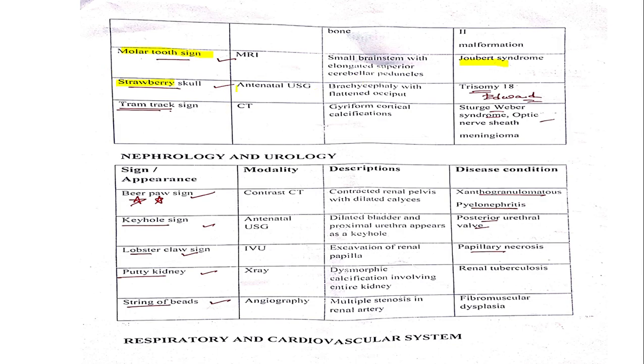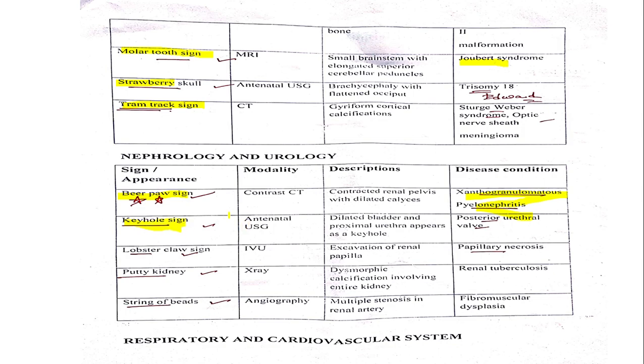Strawberry skull in antenatal USG is seen in trisomy 18, that is Edwards syndrome. It is due to brachycephaly with flattened occiput. Tram-track sign is seen in CT in Sturge-Weber syndrome and optic nerve sheath meningioma. Then coming to nephrology and urology, Bear-Paw sign is seen in xanthogranulomatous pyelonephritis. It is due to contracted renal pelvis with dilated calyces.